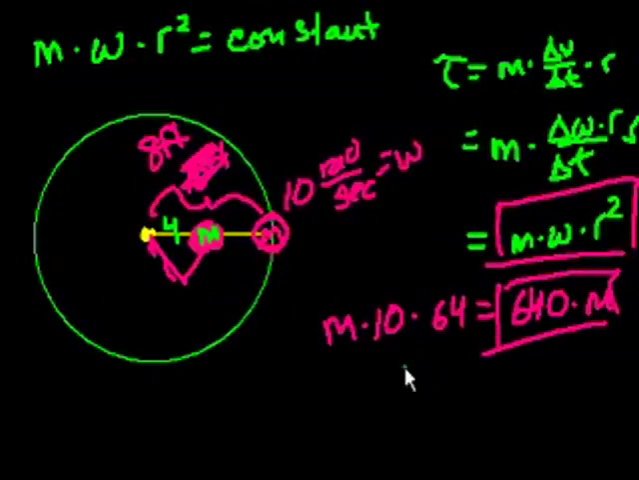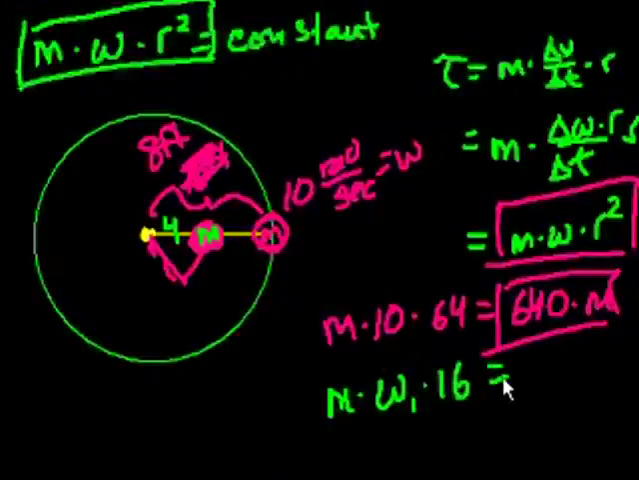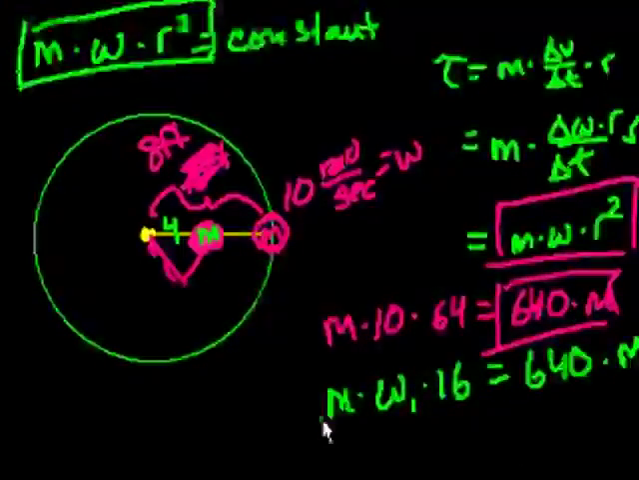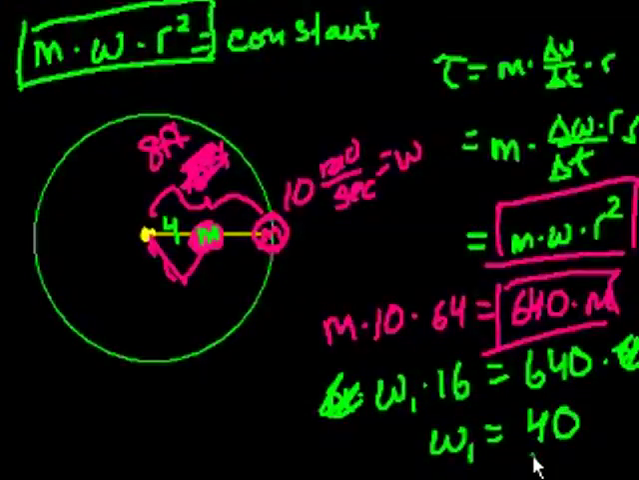Well, let's think about it. Its angular momentum won't change. This is a constant, which is its angular momentum. That won't change. So we now know that the mass times the new angular velocity, we'll write that as w1, times the new distance squared, times 16, is also going to be equal to 640 m, right? The angular momentum doesn't change. Let's cross out m from both sides, and then divide both sides by 16. We now have that w1 is equal to, 16 goes into 640.